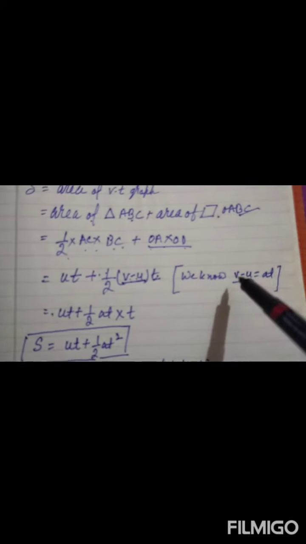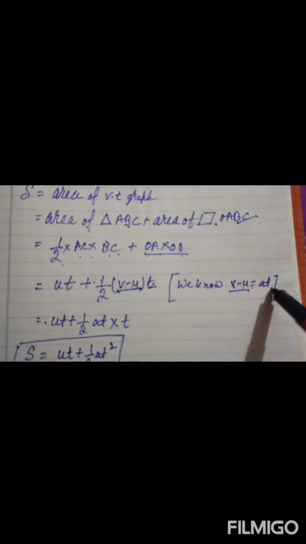Calculating this, we also know that v minus u equals at, which we obtained from equation 1. Substituting this value of v minus u, we get ut plus 1 by 2 at into t, and ultimately s equals ut plus 1 by 2 at square. So this is the proof of the second equation.